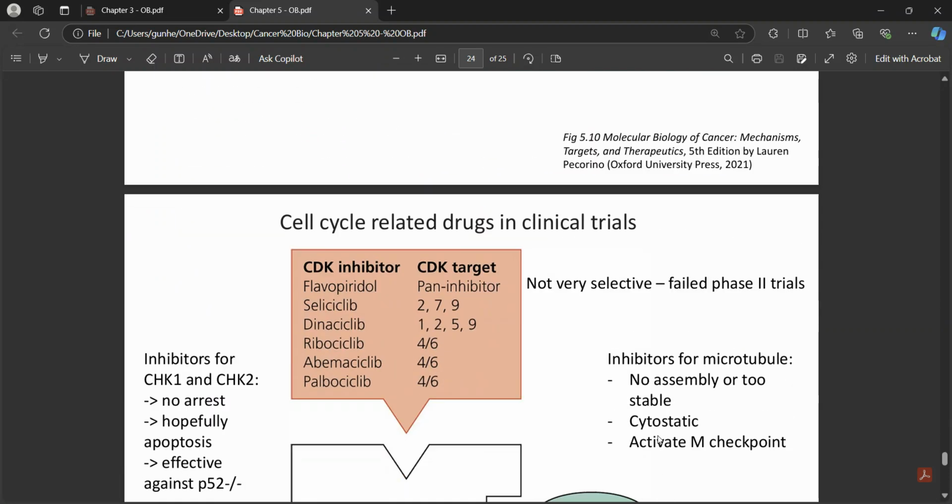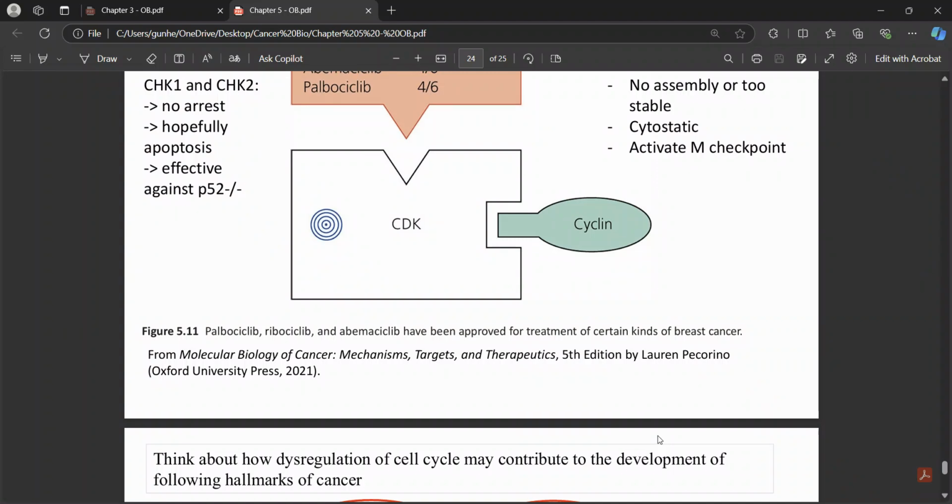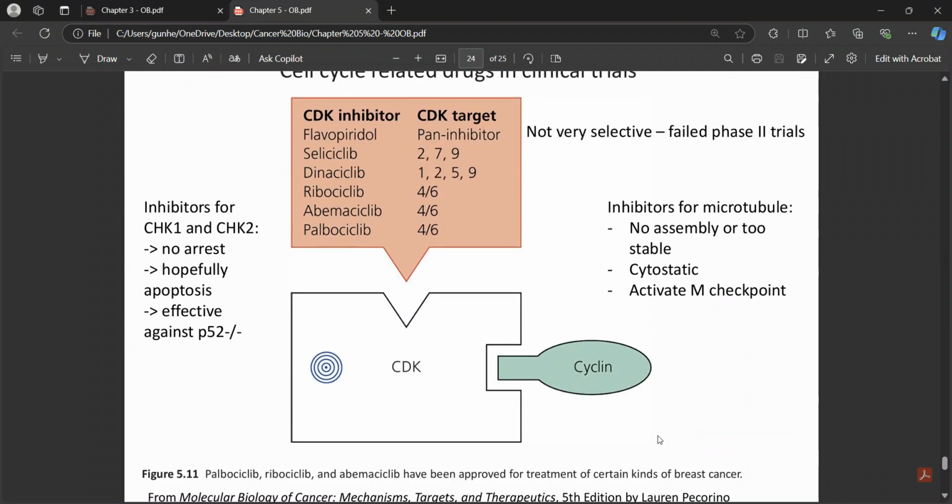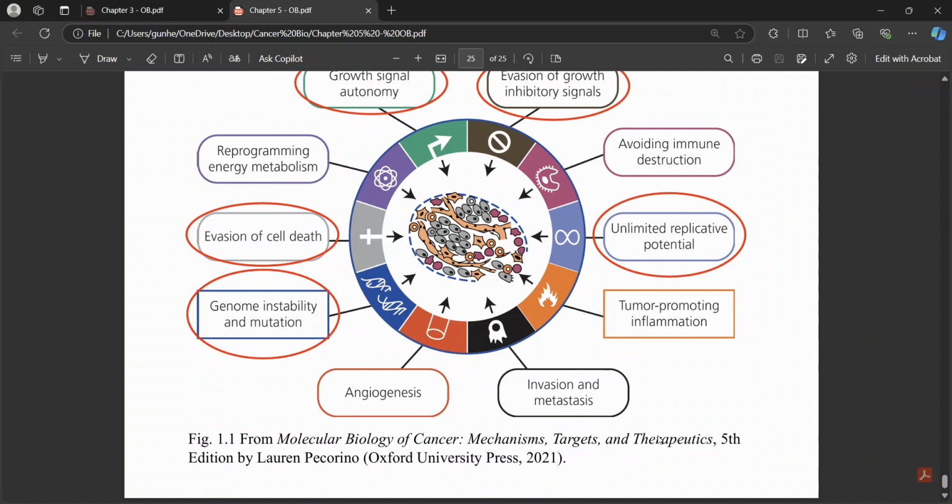If there are too many cyclin D1, we can get cancer. And for drugs, we can use a CDK inhibitor, which is basically stopping the engine, so they stop the cell division. Or a CHK inhibitor, which is a checkpoint kinase inhibitor, and they can force division and cause apoptosis. Or microtubule inhibitors, where microtubules don't assemble or are too stable to separate, so they make it cytostatic and do not cause cell division. And that's about it.